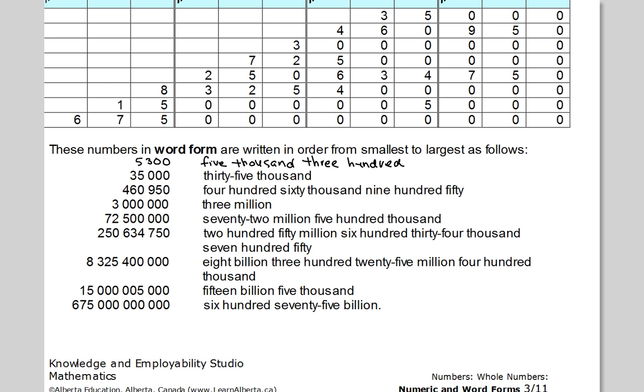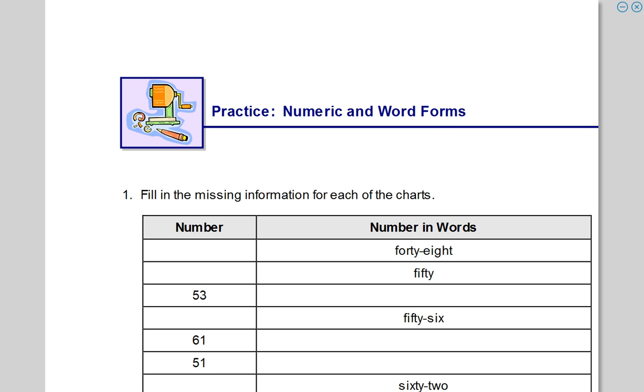So we have 460,000. Here there's no thousands, no units, so it's just 3 million. And then we have 500,000 with the 72 million. We have the 634,000 with the 250 million. Okay, so here's examples for you. And then they even get into the billion. On the quiz, I'm not going to give you one that has a billion. I'll give you one that's reasonable. You guys think you could handle that on a quiz? Sweet. Okay, let's move on.